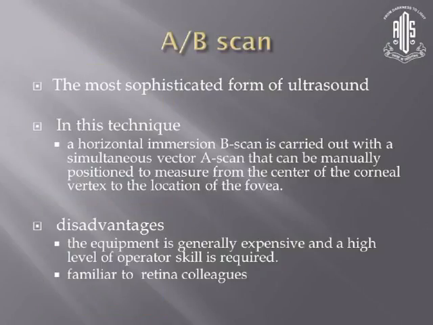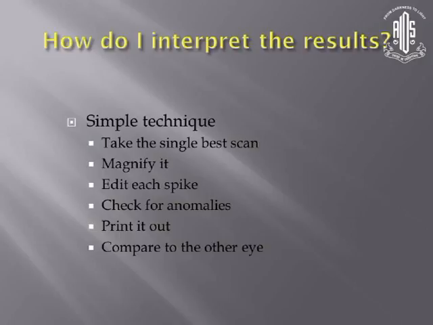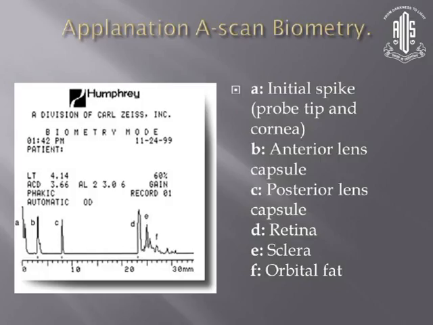There's one more method which is more sophisticated, which is combining an AB scan. So how do you interpret? You take a single best scan, magnify it, edit each spike, check for anomalies, print it out and compare to the other eye. This is for a contact biometry. You have the spikes for the anterior and posterior capsule as well as the cornea, retina, sclera and orbital fat.